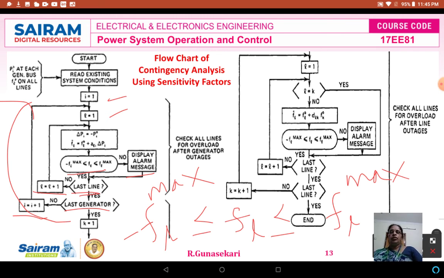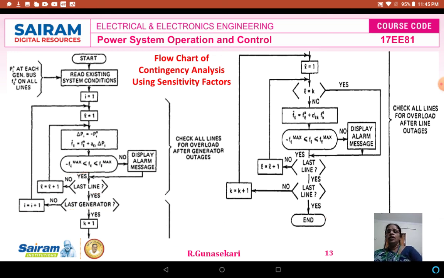Okay, then after completing the check of all the lines for overload after the generator outage, then K = 1, and we can come to checking the line outages. So up to the last generator, then K = 1. Up to this flow chart is only for the explanation of generation shift sensitivity factors.